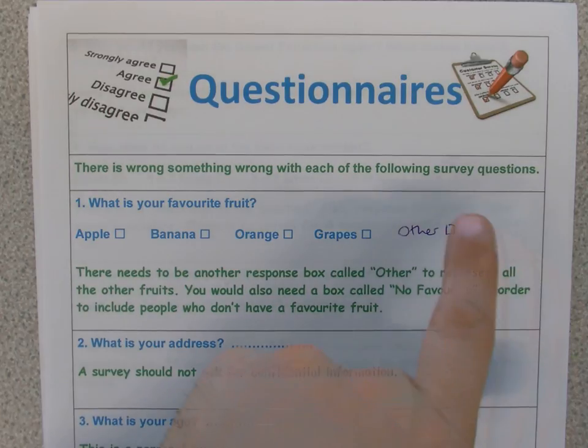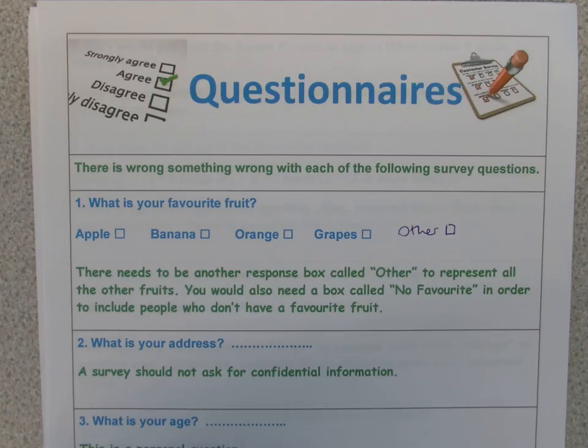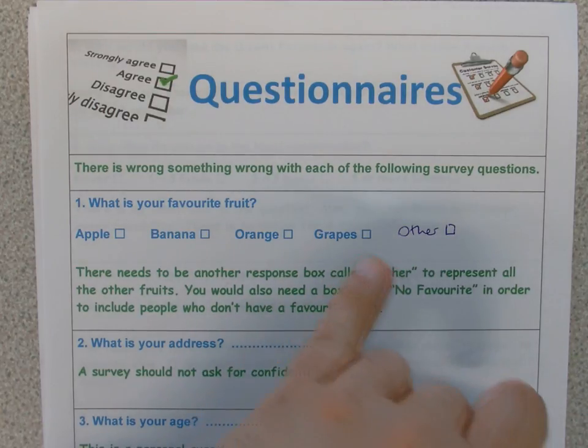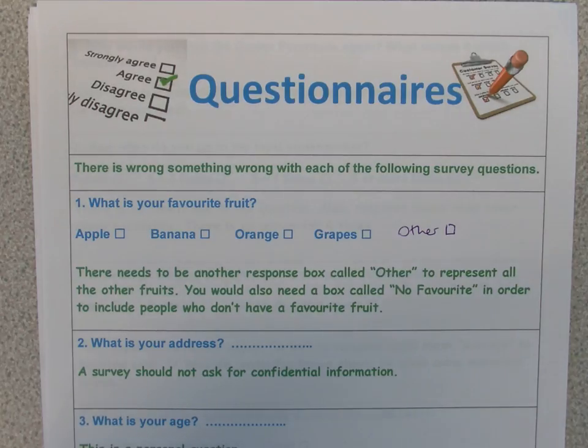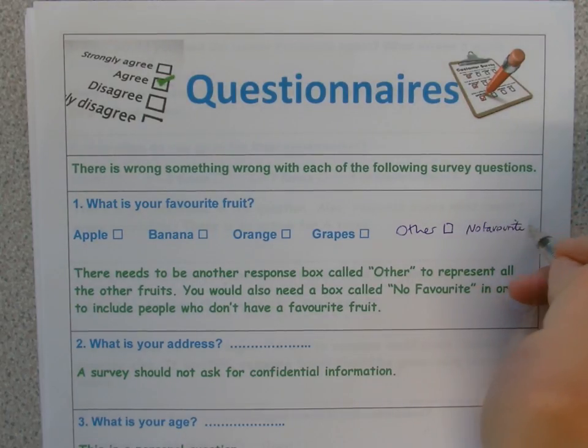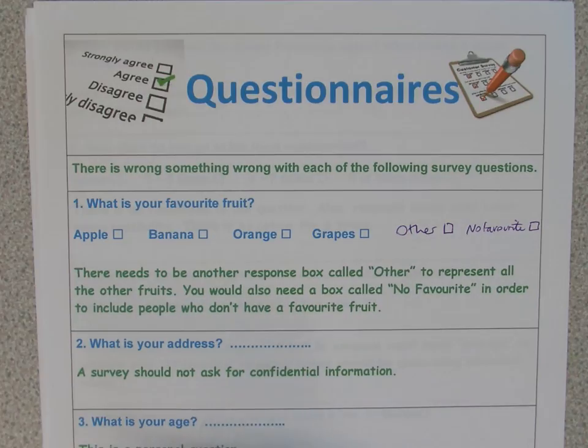You can see here I've written in other, because if that isn't there and your favourite isn't apple, banana, orange or grapes, you haven't got any box to tick. Your favourite could be pineapple or kiwi fruit, so there needs to be a box for you to tick. As well as these options, it's important to have a box called other to include those people. Also, you need a box for no favourite, because maybe somebody hasn't got a favourite fruit. So you have a box for everyone.